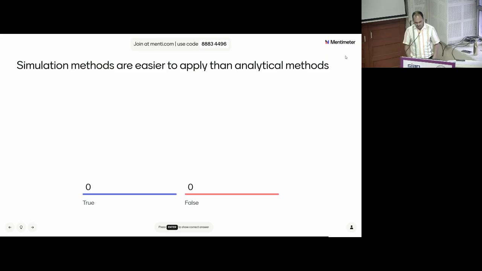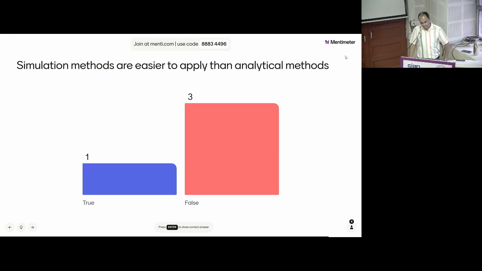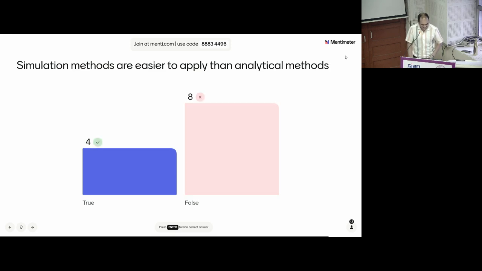Simulation methods are easier to apply than the analytical methods. What do you think? True, false? So you have one mathematical model and you have the simulation model. Which is easier? Simulation methods are easier. In any logistics tool, you don't need to code anything. Just a drag and drop option, define the parameters, and at the back end they have all the solvers. K-means algorithm is there, CPLEX, branch and bound algorithms are there.